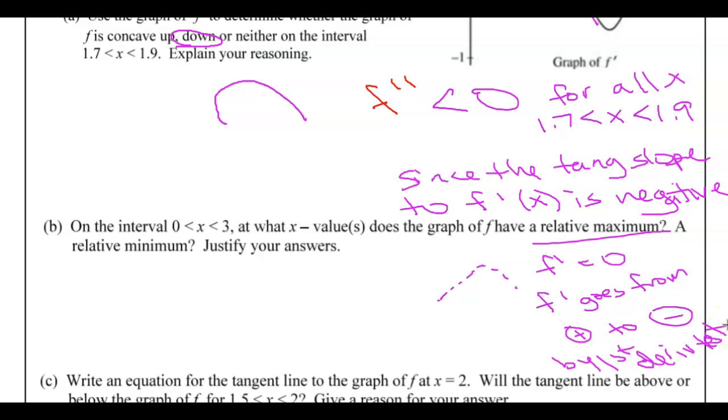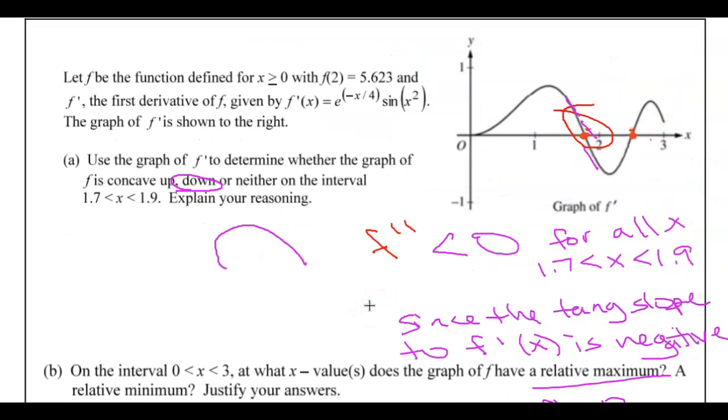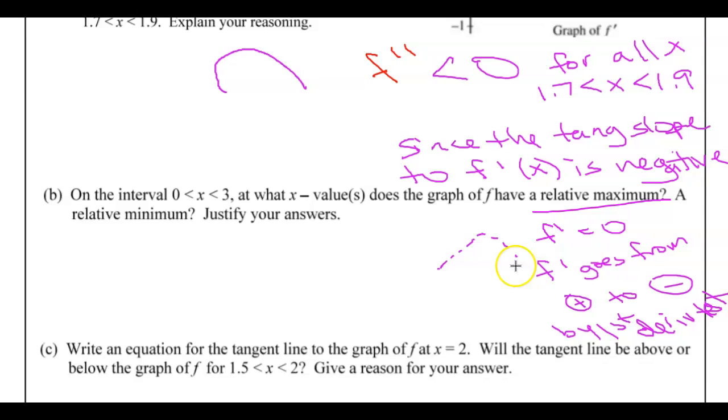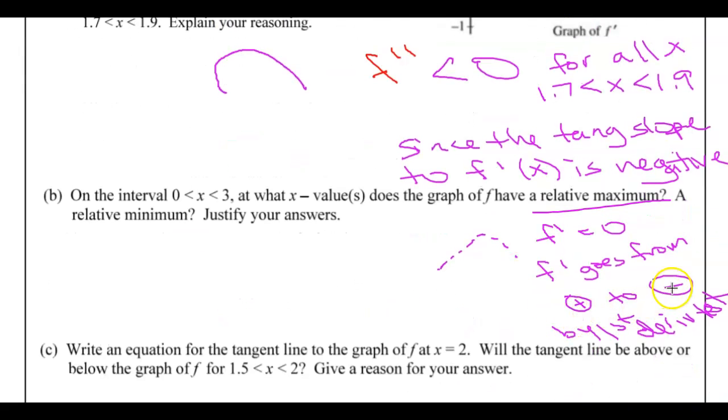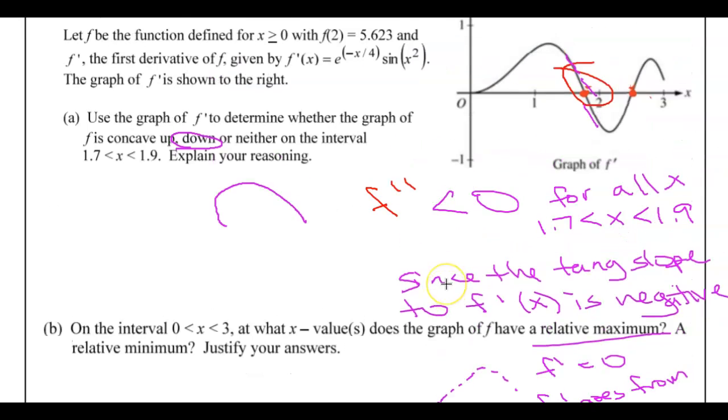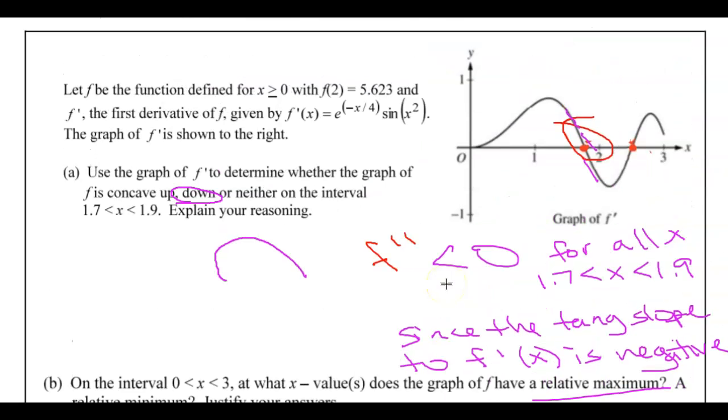So let's see. We went from 0 to 3. Well, that's kind of what's shown. We just want to know where my derivative, which is what's shown, goes from positive values to negative values, and I'm looking for where it equals 0. So my possible points are the red dots.